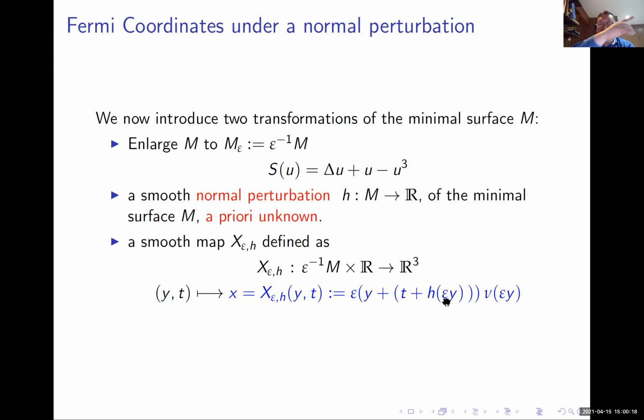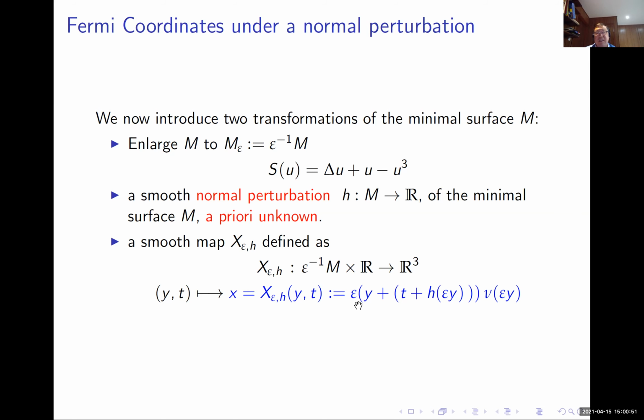This is a function on M, and a priori this function is unknown. This is the one we're going to determine. And this is the coordinate we're going to use: we take x, the origin, we scale by epsilon y, but then we perturb in the normal direction by h. This is the Fermi coordinate.